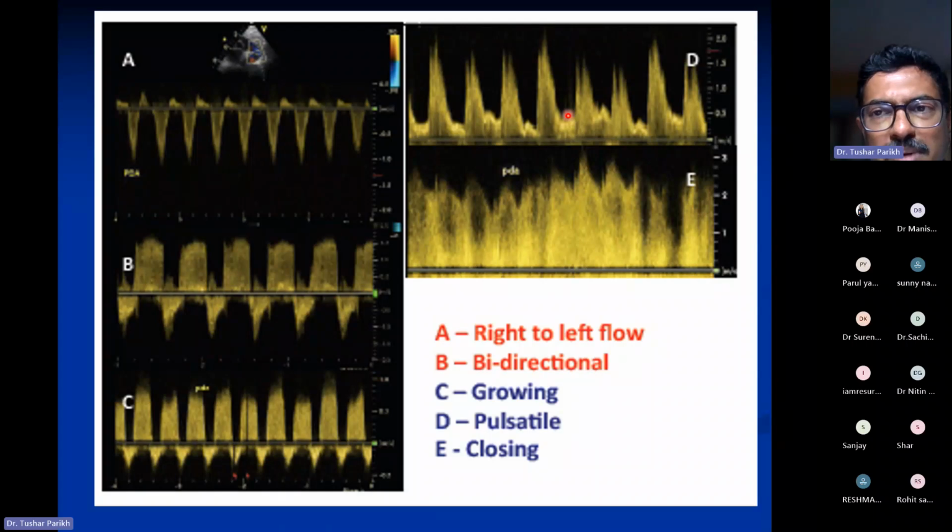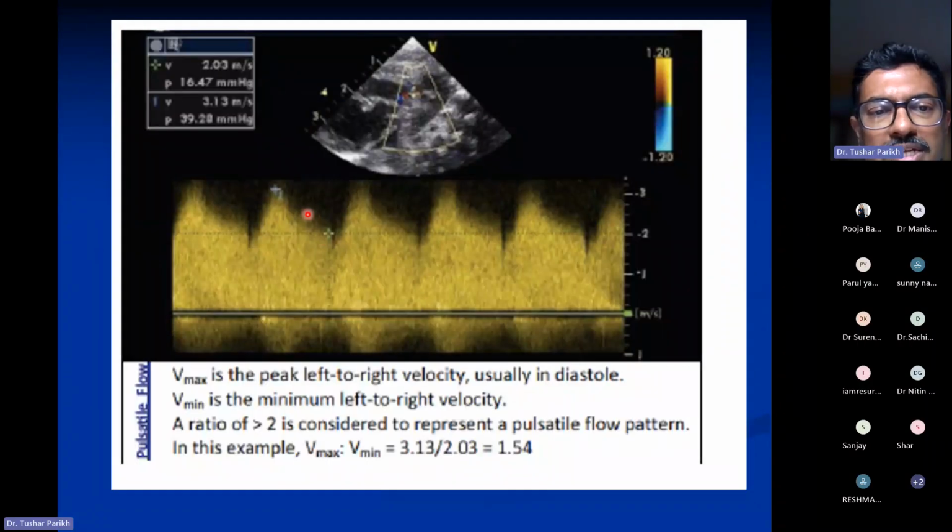And the next pattern is the pulsatile pattern. What happens is that there is one large positive wave and a second small positive wave. This is called the pulsatile pattern, and the last one is the closing pattern, where there is a continuous flow. Now how do we differentiate between D and E, that is pulsatile and closing? Basically you take the velocity maximum and velocity minimum of that waveform. If this ratio is more than 2, it is considered a pulsatile flow pattern, and if the ratio is less than 2, it is a continuous pattern.